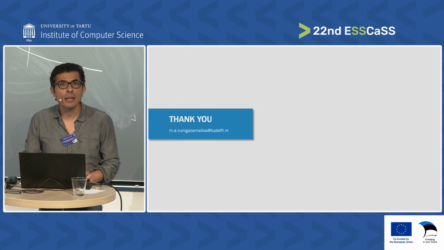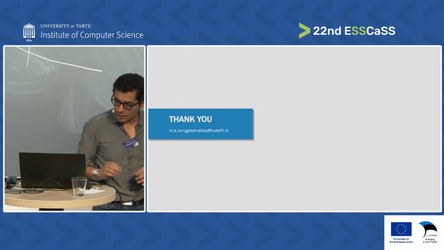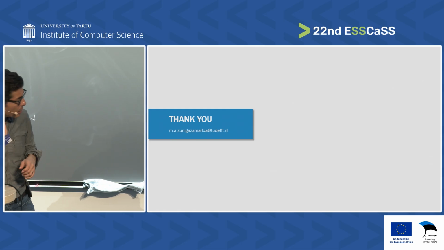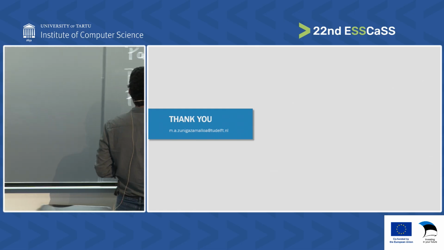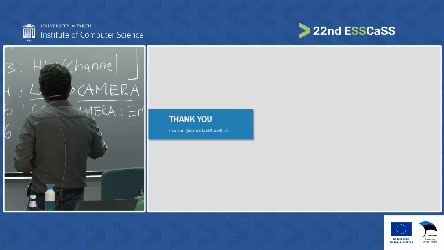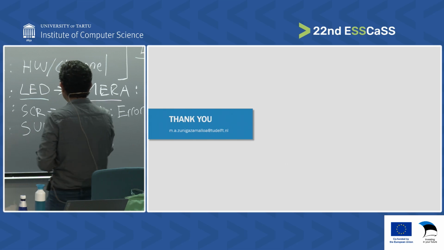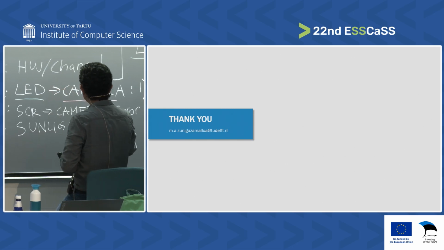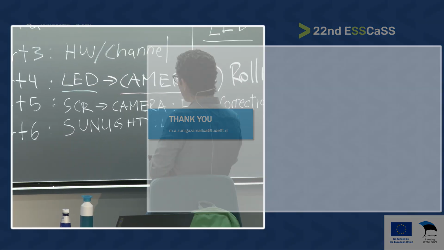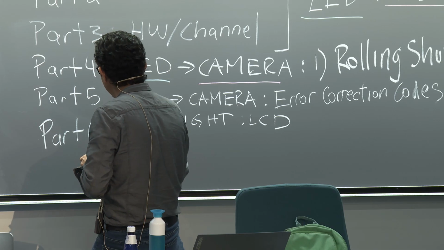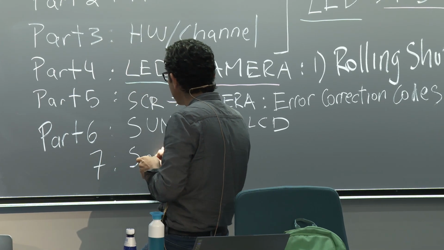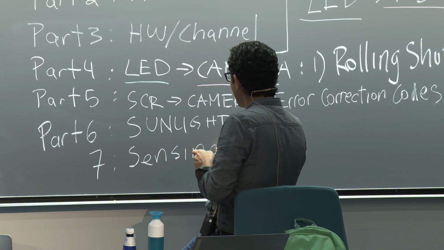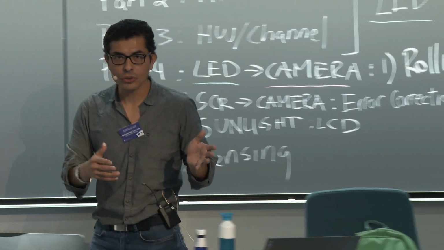So now, with that, I will conclude my talk. Let me just summarize here: we talked about part 6, which is sunlight. And the key point there is LCDs, liquid crystal displays. And part 7 was just a little bit more on sensing. And that is the idea of these two lectures, just so you have a better feeling about how light can be used, artificial and natural.